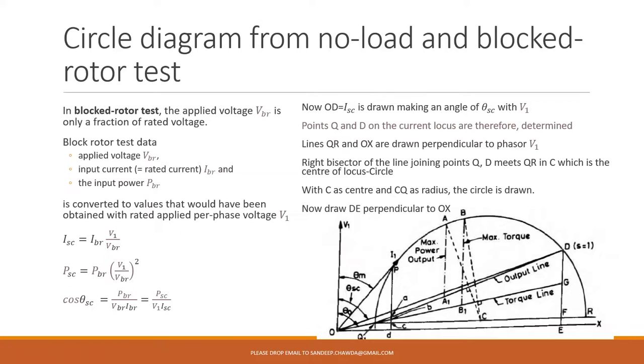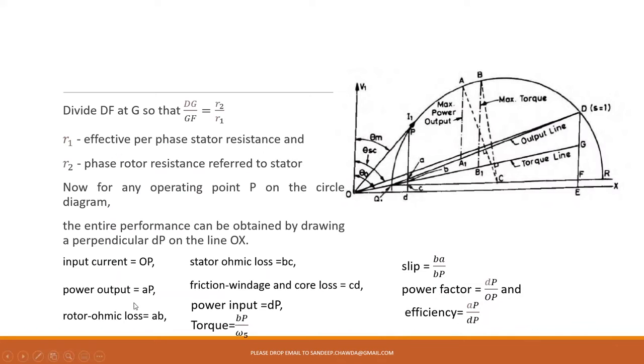Once the circle is drawn, you need to find the operating point. The operating point could be here, here, or here. Wherever the operating point is, just identify it, and from that take a perpendicular. Then you can join OP, and the other things can be drawn. Once you have the circle, you can draw other lines which represent the input current, power output, rotor ohmic loss, stator ohmic loss, and friction and windage loss. The input power will be this one, dP. Torque can be obtained by dividing it by omega s. Then slip is given by VA divided by BP, power factor by dP by OP, and efficiency by AP by dP. So it can all be shown in this diagram.